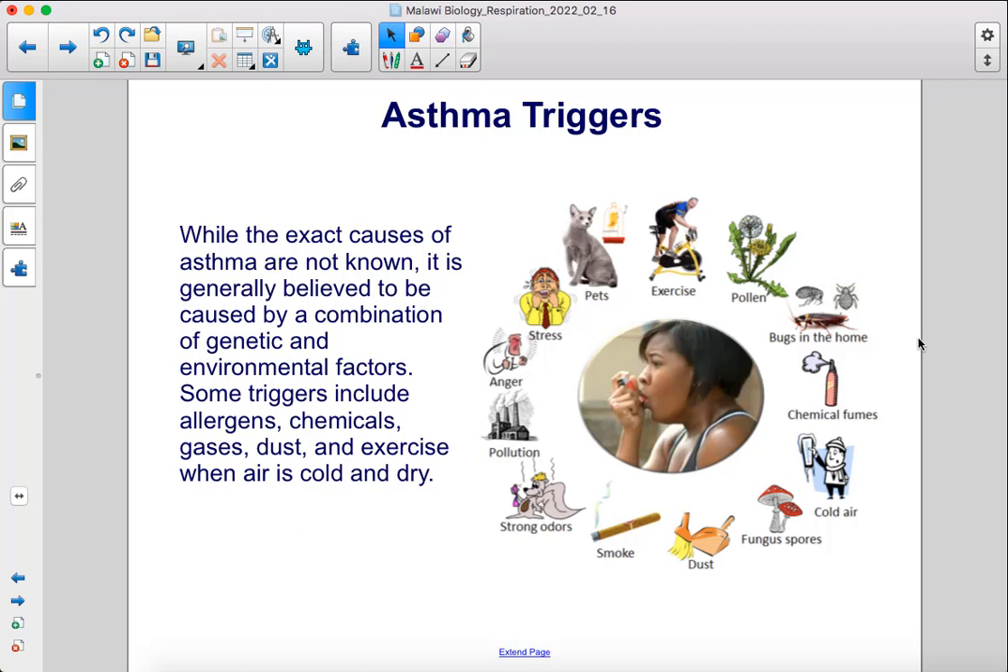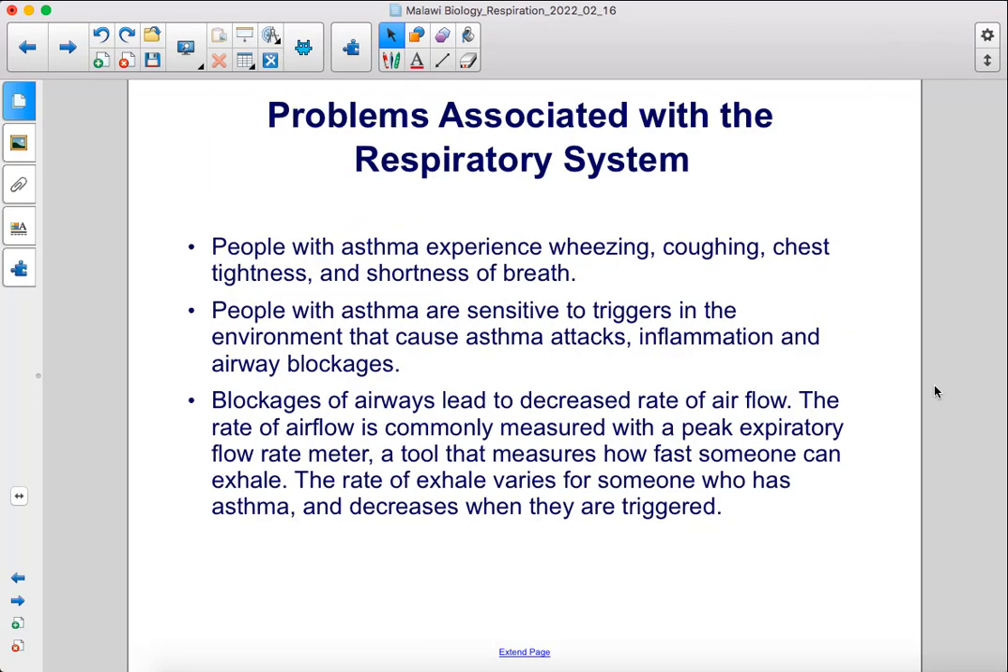While the exact causes of asthma are not known, it is generally believed to be caused by a combination of genetic and environmental factors. Some triggers include allergens, chemicals, gases, dust, and exercise when air is cold and dry. People with asthma experience wheezing, coughing, chest tightness, and shortness of breath. People with asthma are sensitive to triggers in the environment that cause asthma attacks, inflammation, and airway blockages. Blockages of airways lead to decreased rate of airflow.